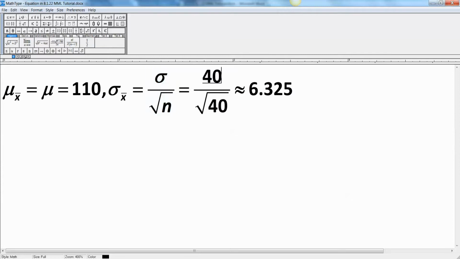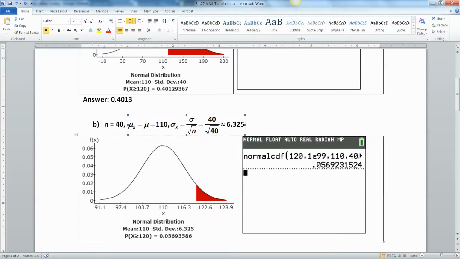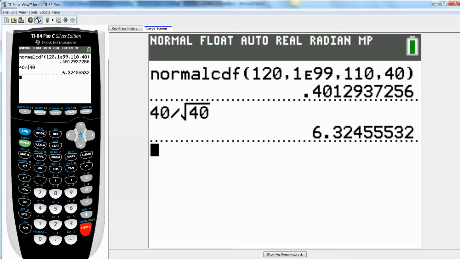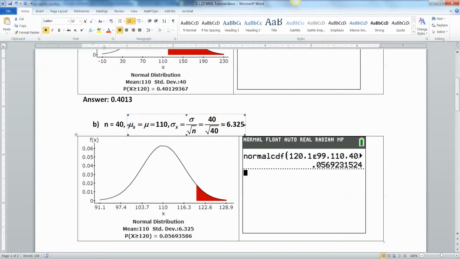So that's 40 divided by the square root of 40 this time, because my sample size was 40, which I used in my calculator, and I found that's about 6.325. If you want to see it, here I can show you. 40 divided by square root, which is above the x squared button, 40, enter, and there you have it. Okay, so it's about 6.325.